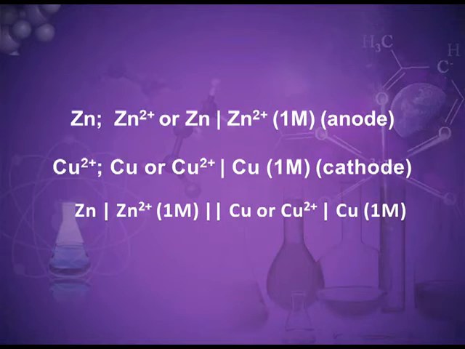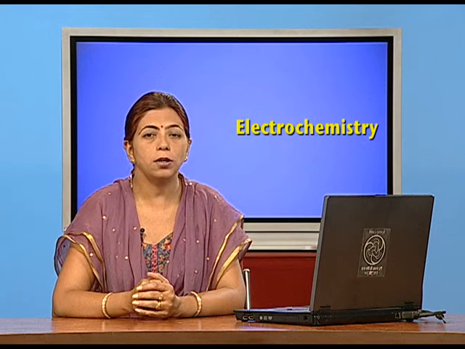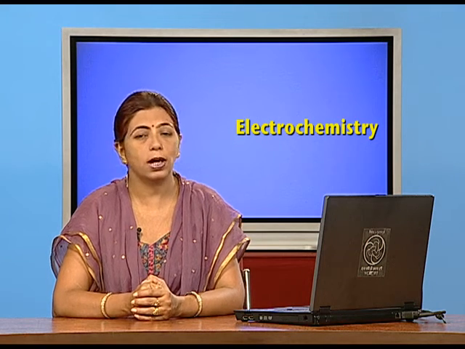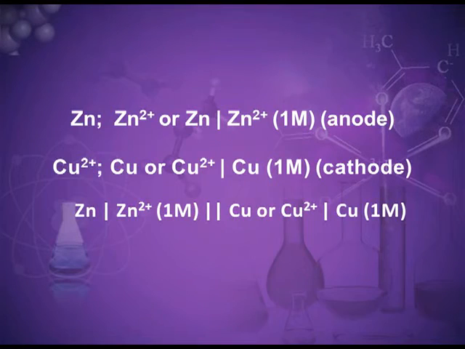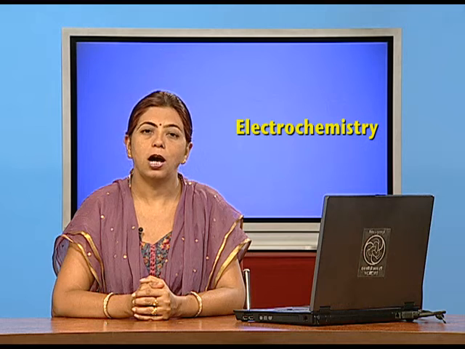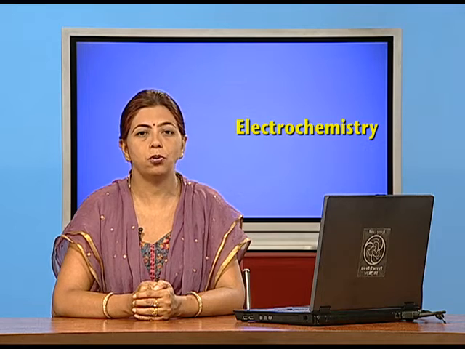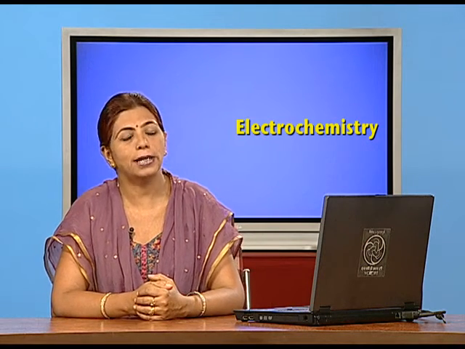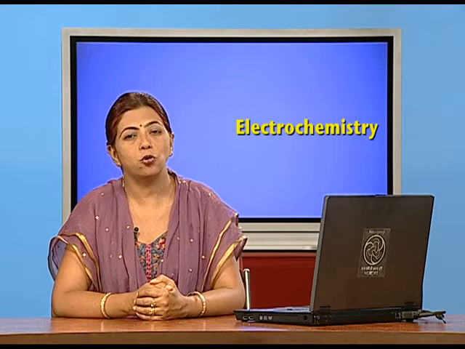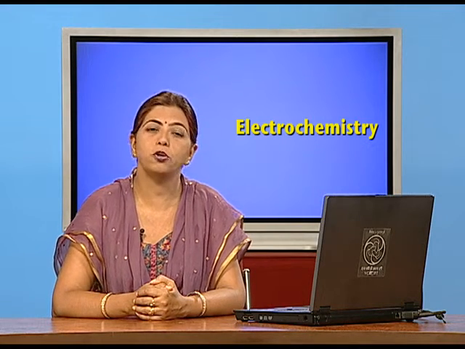While writing the cathode side, first we will write the ionic state, the copper ion, then a vertical line, its concentration, and then the copper atom in the solid state. And in between the two half cells, you can see the parallel lines. These parallel lines are representing a salt bridge. I hope this is very clear to you, how we can represent an electrochemical cell. And you must understand this to solve the numericals.